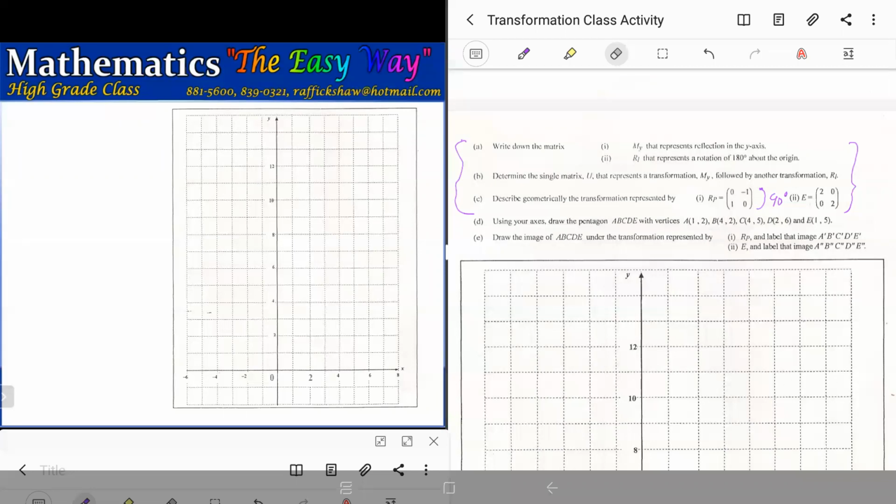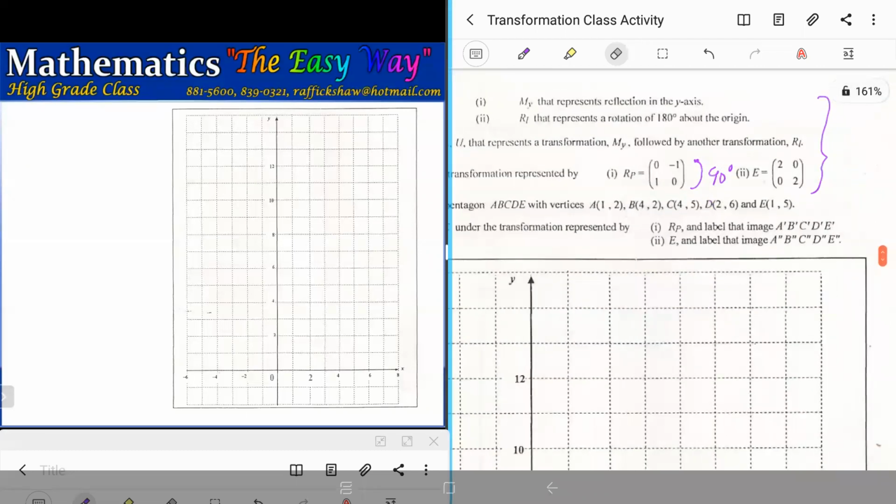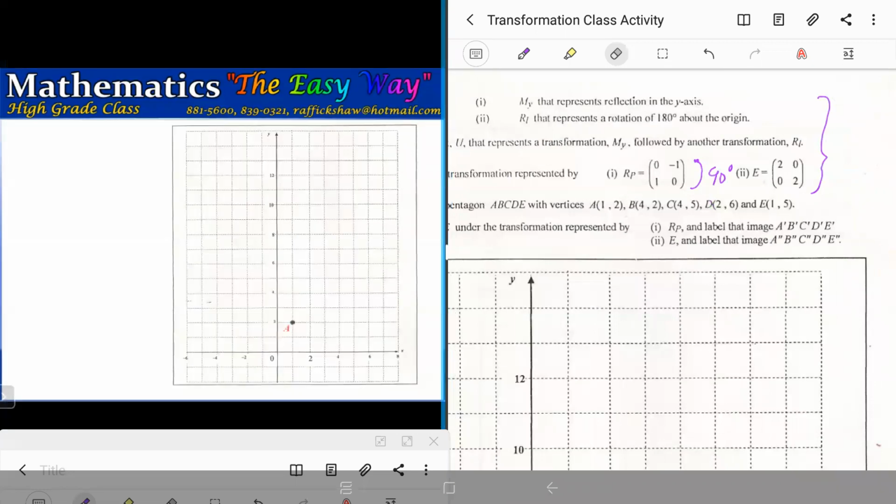They give us the vertices A, B, C, D, and E, so we're going to draw all of them. There, that is the point A. A is 1, 2, right there. Then B is 4, 2. So let's draw that one as well. B is 4, 2. See there? Then C is 4, 5. See there? Bam. C is 4, 5.